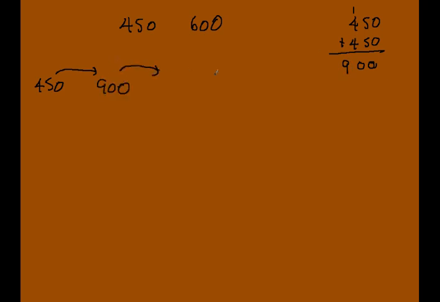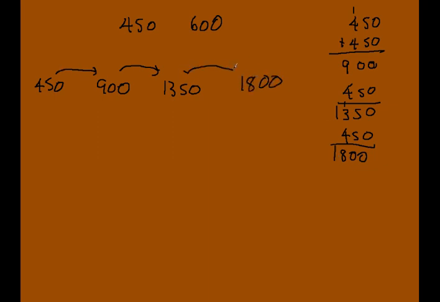Add another 450 to it. 0, 5, 9 plus 4 is 13. So 1350. Add another 450 to it. 0, 5 plus 5 is 10. Carry a 1. 1 plus 3 is 4. 4 plus 4 is 8. 1800. Well, we do have enough numbers here, so let's start with the 600.